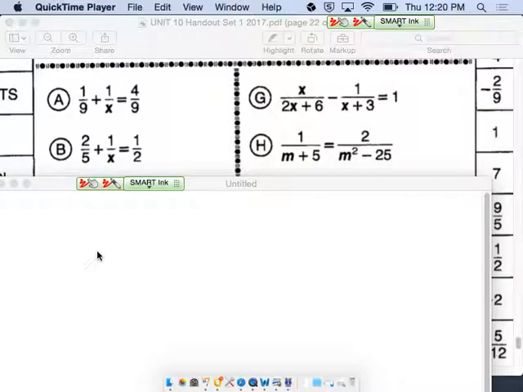This video will walk through the LCD method on some problems from PZ131. So let's start with A. The common denominator in A would be 9x. That would be my LCD.